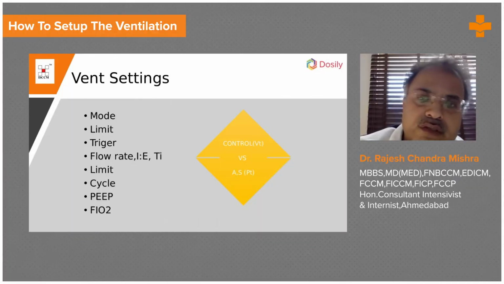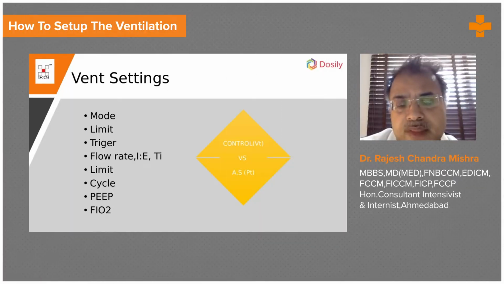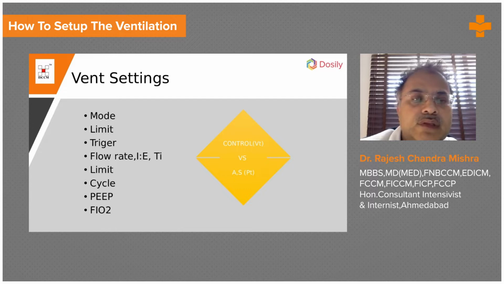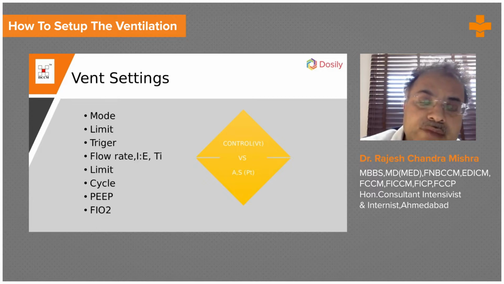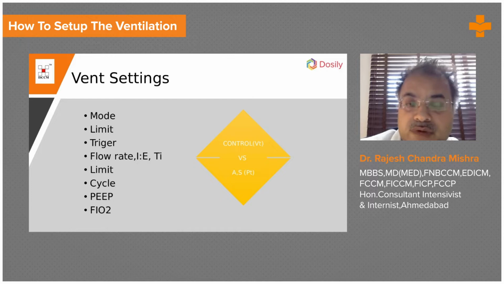So to just sum up the setting of the ventilation, you start with control or assist control ventilation. The limit can be pressure or volume. If it is a pressure limit, it becomes a pressure mode. If it is a volume limit, it is a volume mode. Trigger, you have to set.